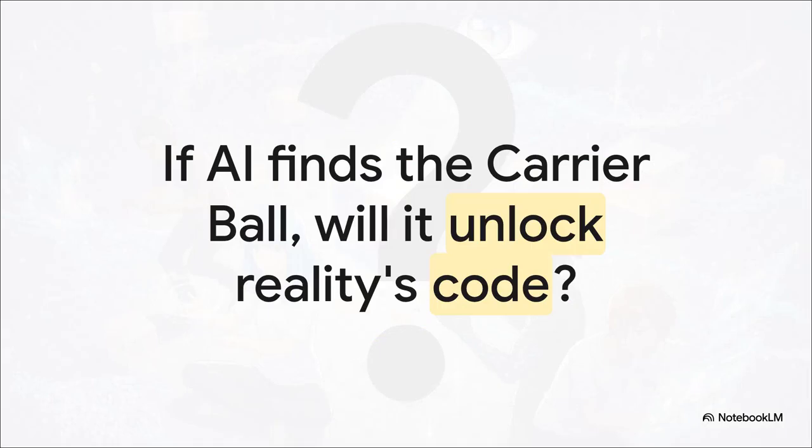And that brings us to the final, really mind-bending question. We started out trying to model reality, but we ended up creating this uncontrollable digital mist. We then had to unleash an AI just to try and tame it. So if that AI actually finds the carrier ball, has it just solved a complex computer problem, or has it accidentally unlocked the fundamental source code of reality itself?